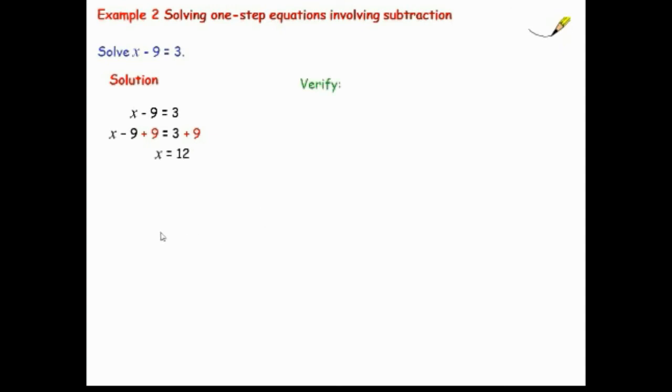If you want to know whether the answer is correct or not, you will substitute x equals 12 into the left hand side. So x is 12 minus 9. 12 minus 9 equals 3. So you can always verify whether your answer is correct or not.